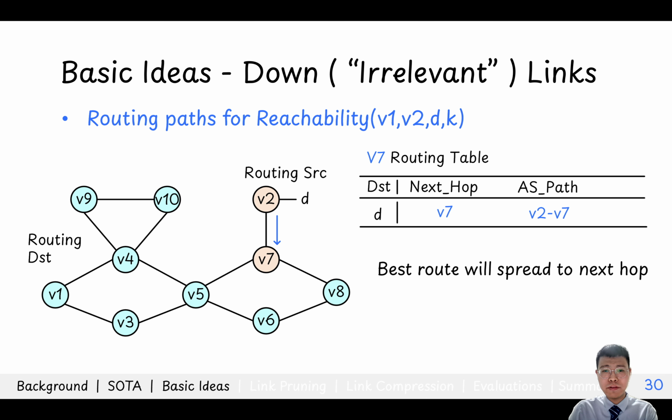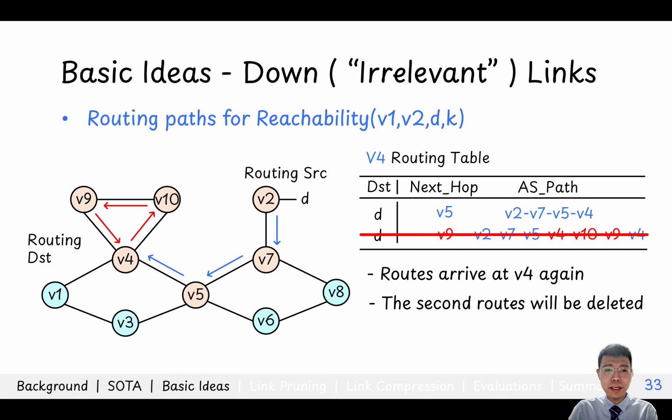Because the route is spread from V2, in the routing table the next hop to the destination is V2, and the AS path has the extra node V7. Next, the route of V7 is spread from V7 to V5. Next, the route of V5 is spread from V5 to V4. Here, V4 may announce routes to V10, then routes will spread along V4, V10, V9, and then arrive at V4 again.